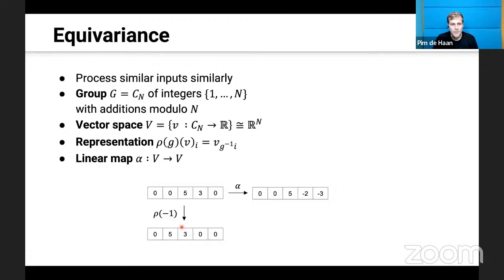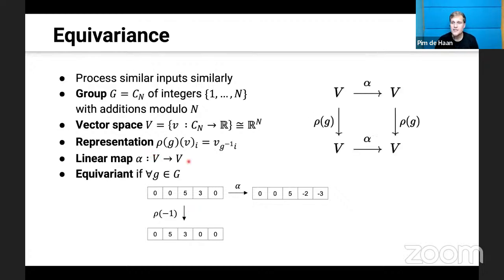An equivariant map is a map from the vector space now to itself. And this needs to satisfy an equivariance criterion. And this is exactly what I said before. This map is equivariant when, for all group elements, if we first apply the map alpha and then act with the group element, or first apply the group element and then the map alpha, the output is the same. So this diagram commutes.